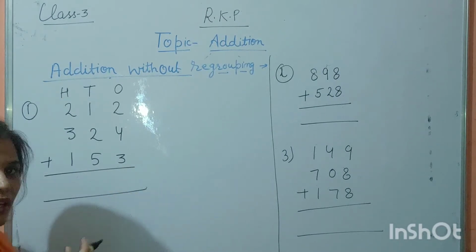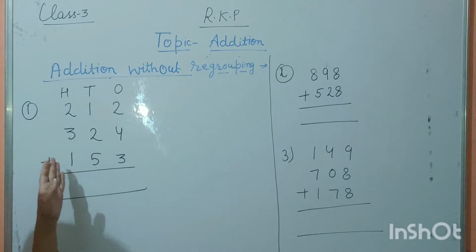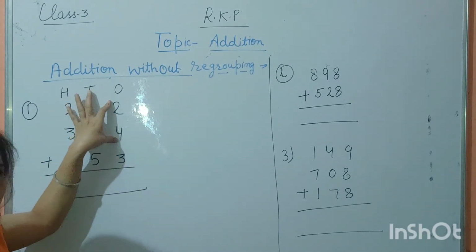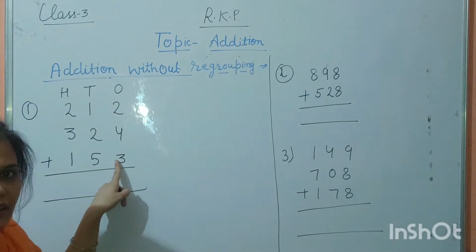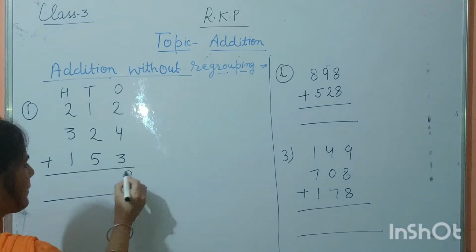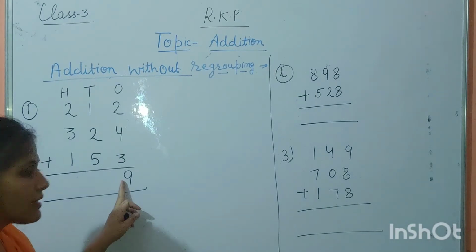Start addition from the ones place. There are 3-digit numbers given to you. First add the first two numbers. 4 plus 2, 6. Now this result will be added to this number. 6 plus 3 will be 9. So write 9 here, because this is a single digit.